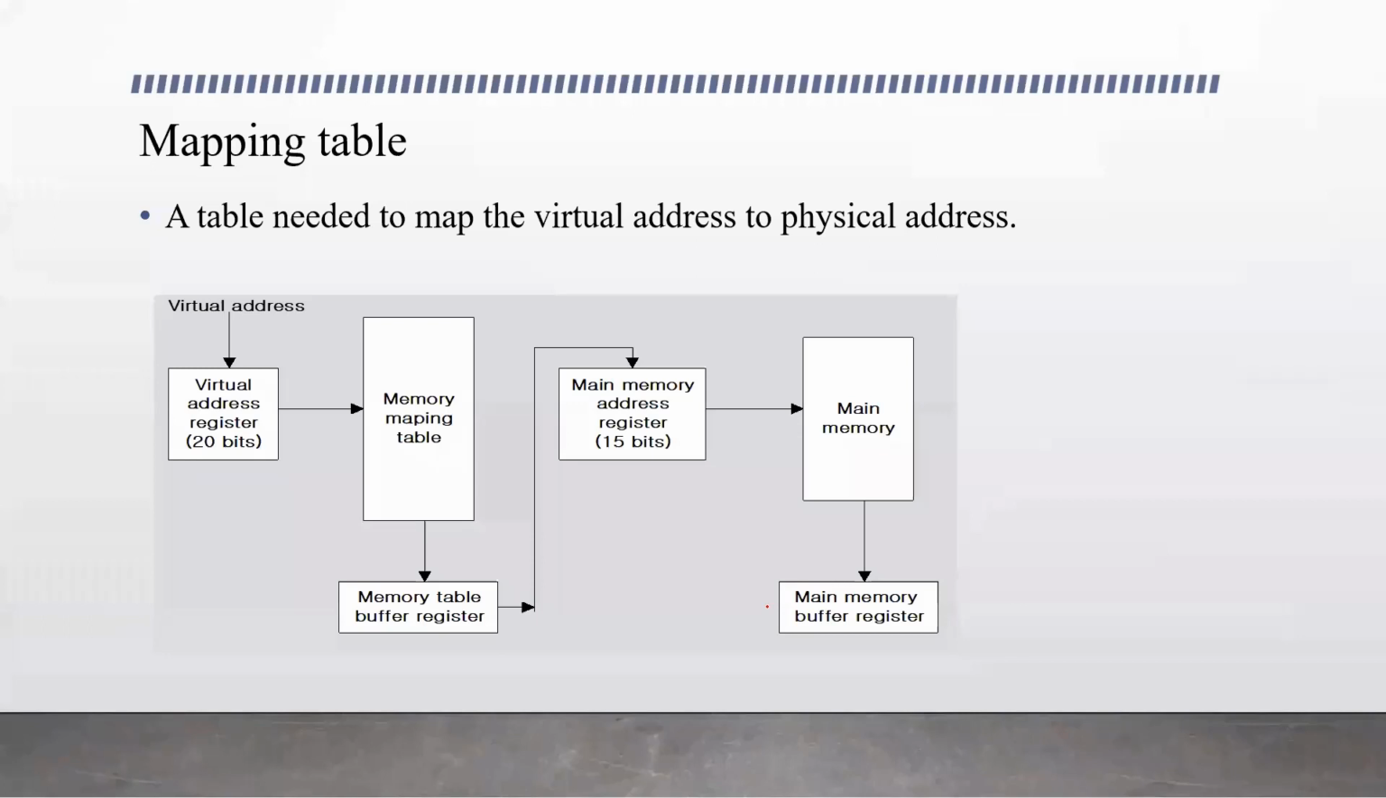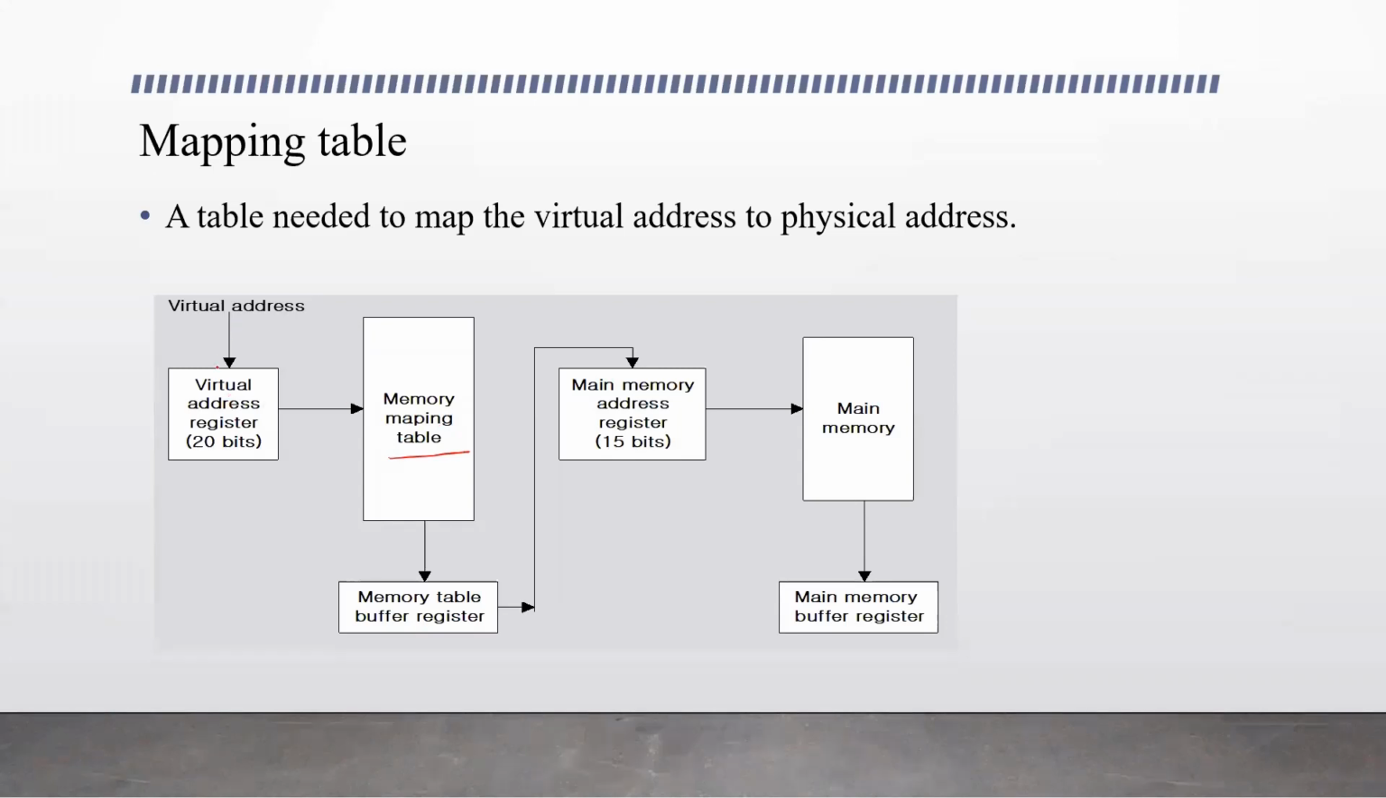A mapping table is maintained. For mapping the virtual address, or to convert the virtual address to the corresponding physical address, the main memory address, a table is maintained. That is called the mapping table. It is a table that is needed to map the virtual address to the physical address. Here, this is the memory mapping table.